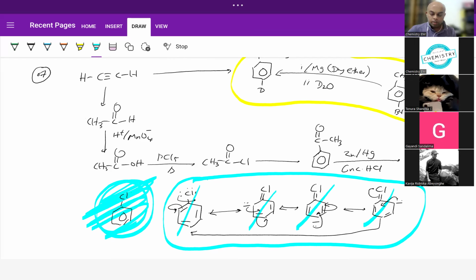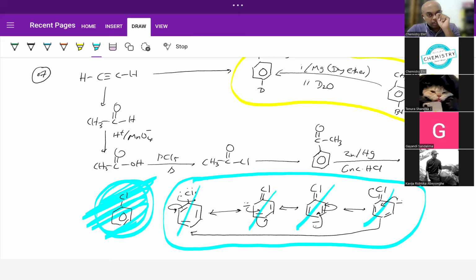So if you check these 4 structures, 3 out of 4 are having a double bond in between the benzene ring and chlorine. That means 75% of the time, there is a double bond between the benzene ring and the chlorine atom. So which means you can't remove the chlorine atom very easily. You can't remove. But Grignard reagent is that much powerful to remove chlorine and add another atom, D.